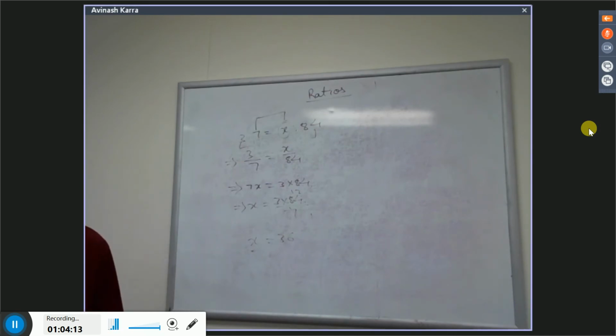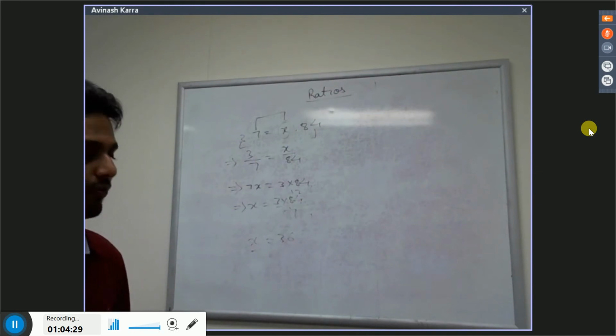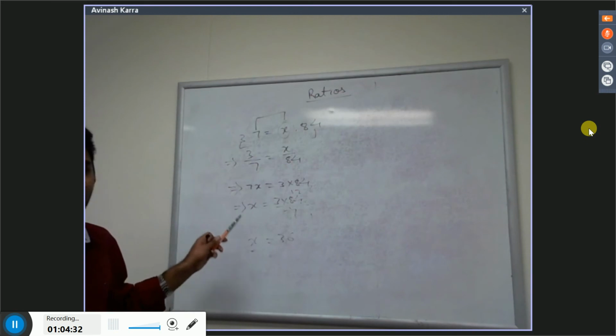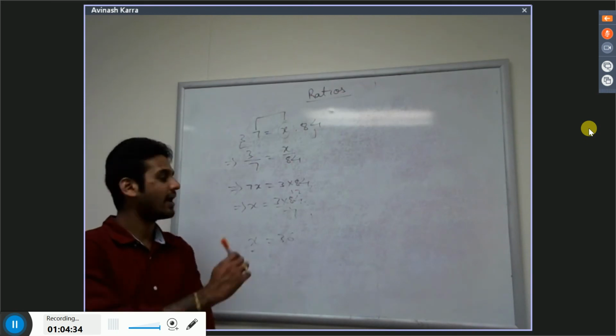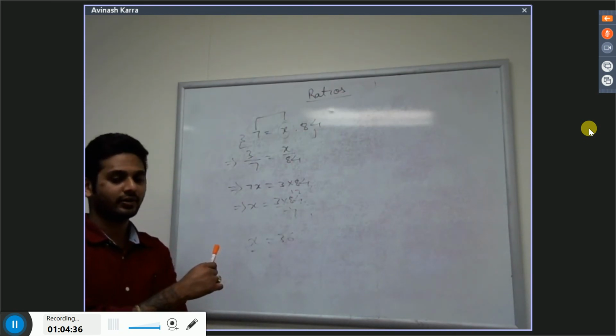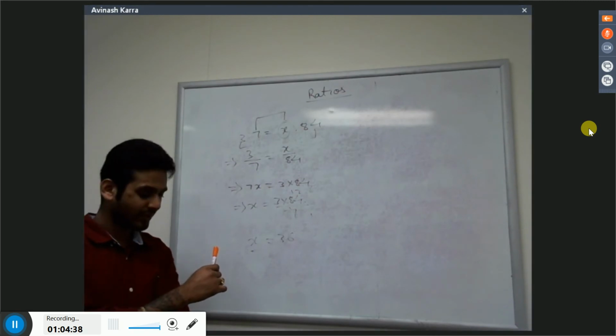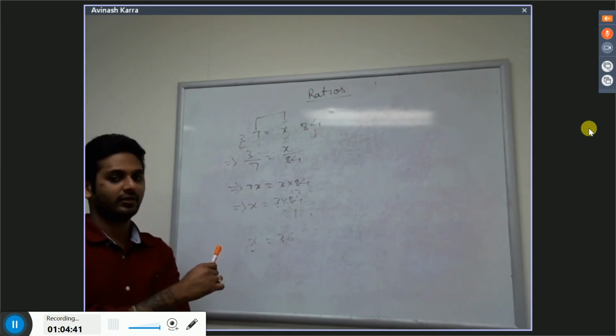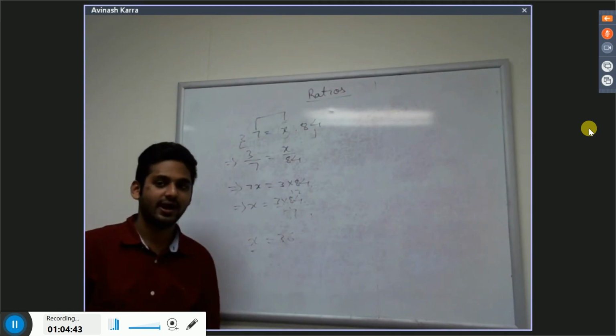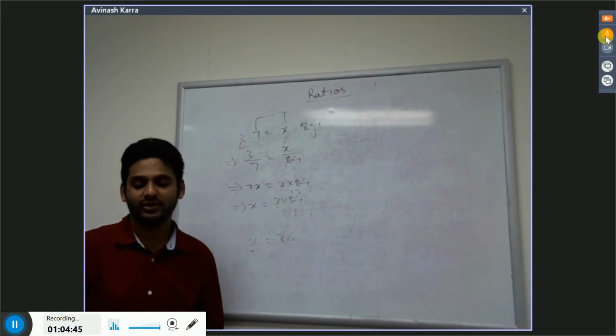I hope you guys understood this formula. Any doubt in this? When two ratios are proportional, what is the product of means and what is the product of extremes, and how to calculate it, and what is cross multiplication and all? Do you guys have any doubt in this concept? If yes, please raise your hands. If not, I'm going to the next topic.